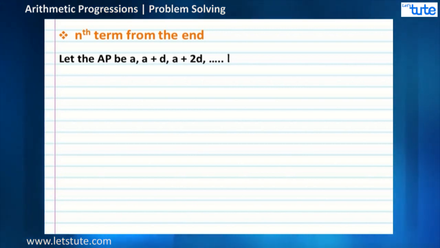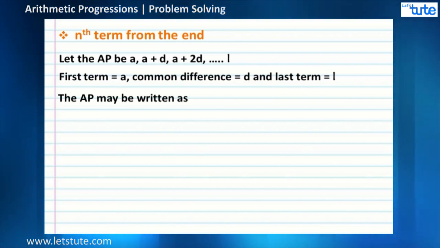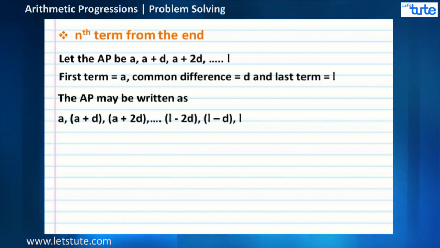Now in the given sequence, A is the first term, D is the common difference and L is the last term. So the AP can be written as A plus D, A plus 2D and so on, L minus 2D, L minus D and L. Where A is the first term, A plus D is the second term, L minus 2D is the third last term, L minus D is the second last term and L is the last term.